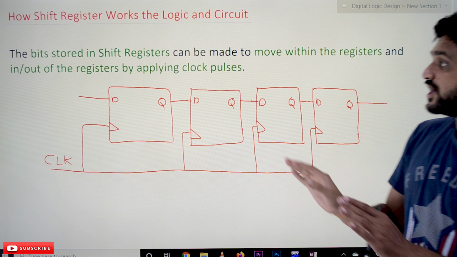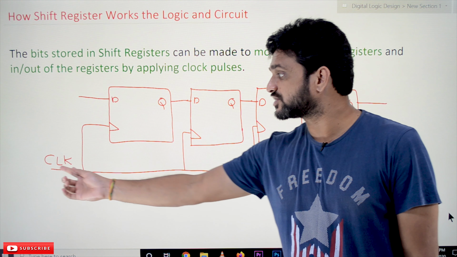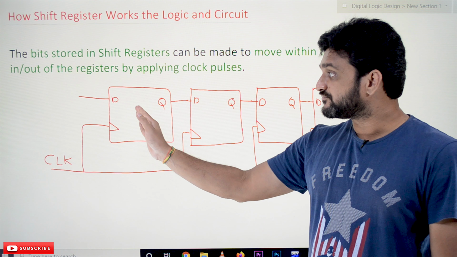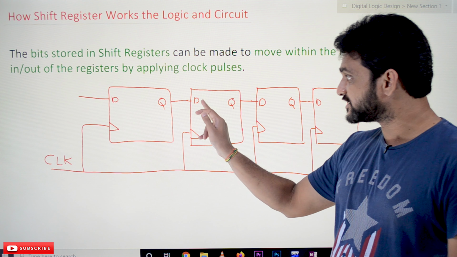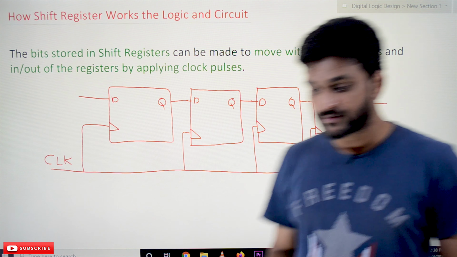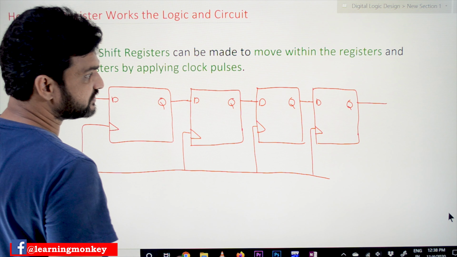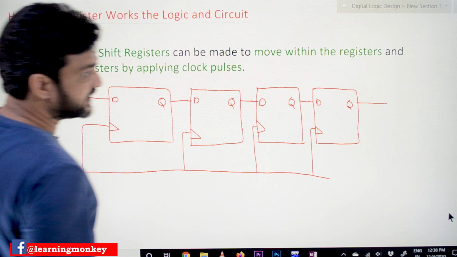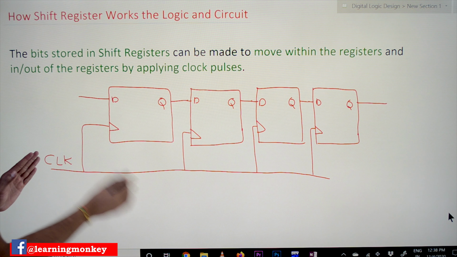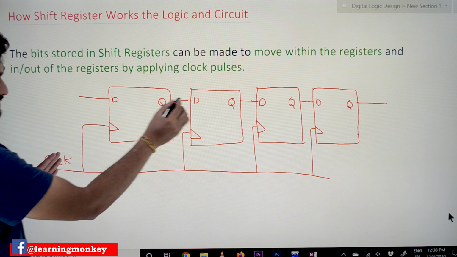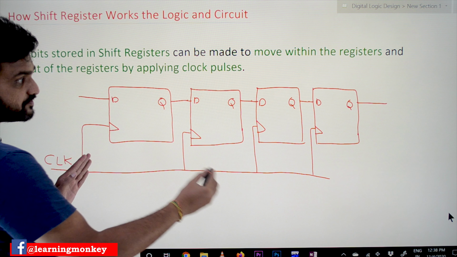So how will the shifting happen? Whenever the clock is provided with an input, the values shift. The output of this flip-flop is connected as the input of this flip-flop, and similarly the output of this flip-flop is connected as the input of the next flip-flop, and so on. So this way, whenever the clock is provided, the value stored in here will be shifted to here, and whenever the next clock pulse is generated, it shifts again.